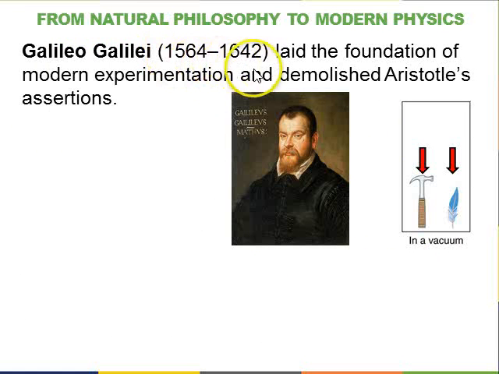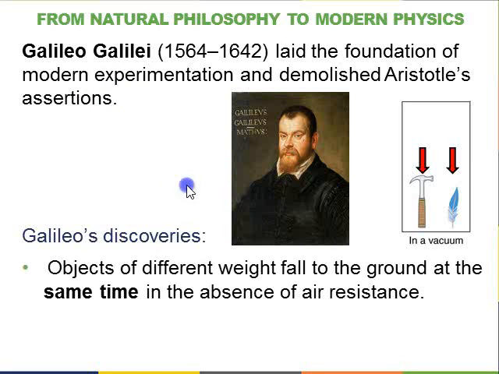Galileo, in the early 1600s, used experiments to replace or demolish Aristotle's assertions. And he studied a lot about gravity and how things fall under gravitational influence. He found that objects of different weight all fall at the same rate, or if you drop them from the same height, it'll take the same amount of time to fall to the ground. And this is in the absence of air resistance.